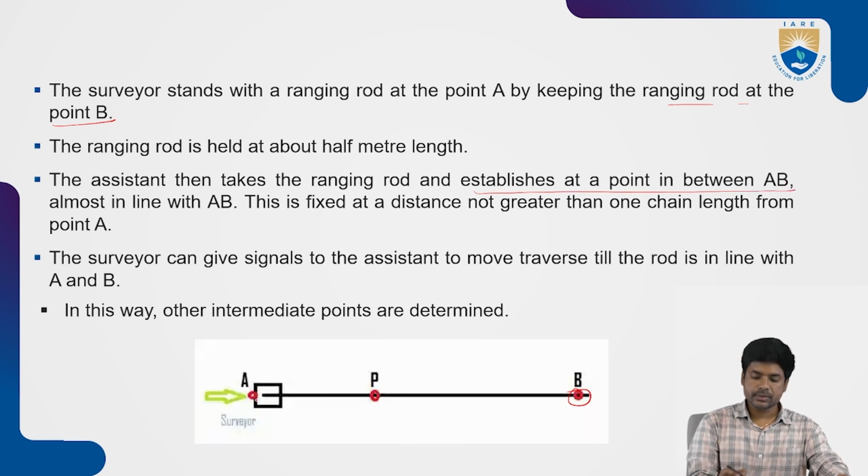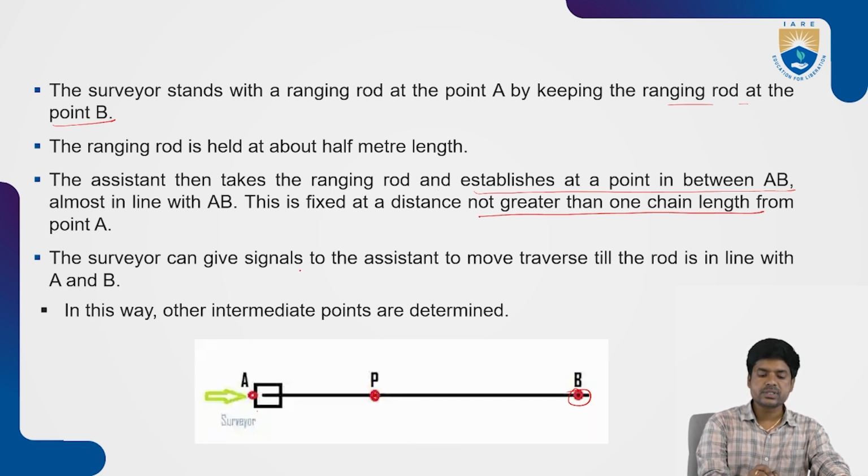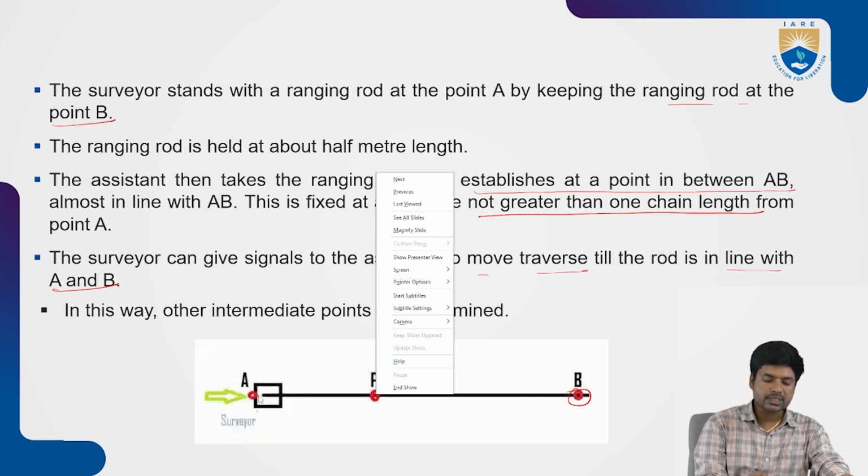Now after locating the ranging rods at point A and point B, the assistant will go to the intermediate point P with the ranging rod, and this is fixed at a distance not greater than one chain length. While establishing the point P with the normal eye adjustment, the distance should be less than the chain length. The surveyor can give signals to the assistant to move transversely till the rod is in line with the AB.